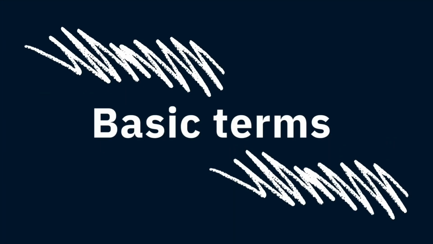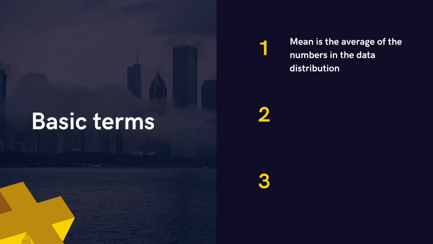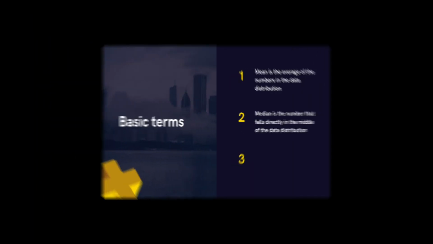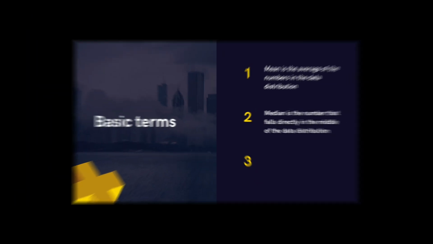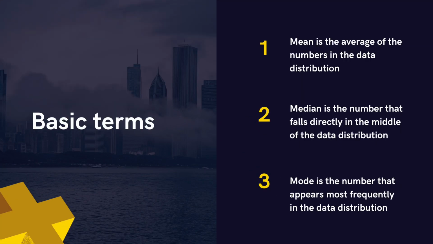And next, let me remind you of a few basic terms. First, mean is the average of the numbers in the data distribution. Second, median is the number that falls directly in the middle of the data distribution. And third, mode is the number that appears most frequently in the data distribution. In a normal data distribution, the mean is directly in the middle and top point of the bell curve.